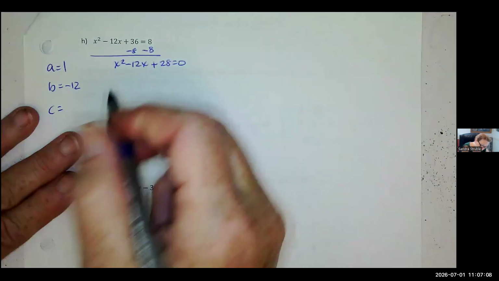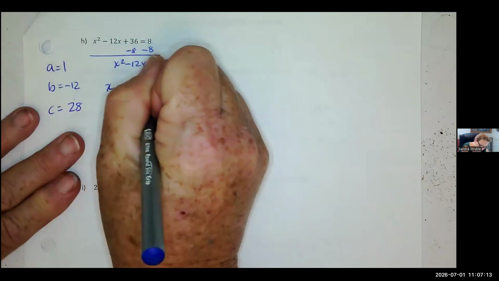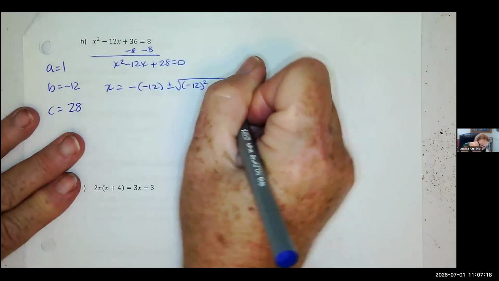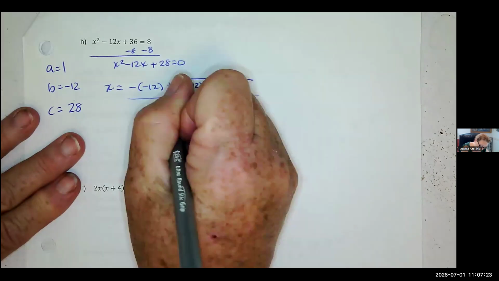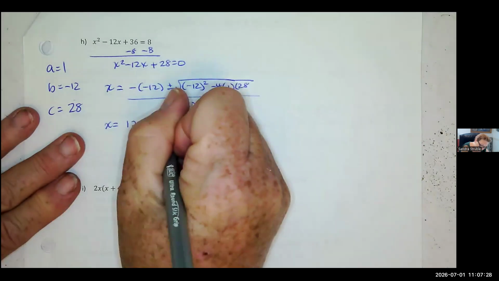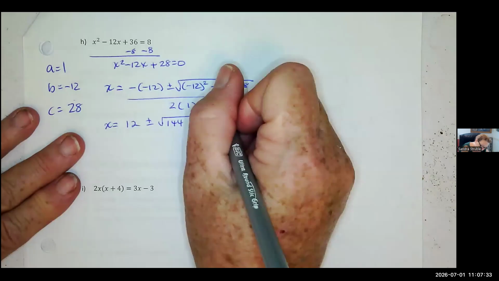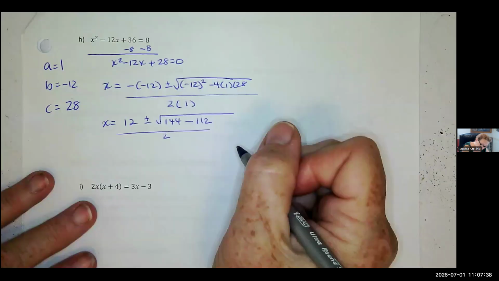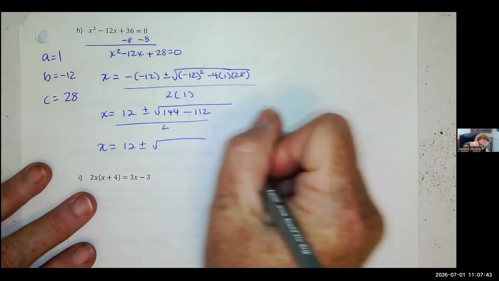Let's substitute. X equals -b plus or minus the square root of b squared minus 4ac, all of that over 2 times a. So 12 plus or minus the square root of -12 squared is 144. 28 times 4 is 112. So minus 112, over 2. 144 minus 112 is 32, and all of this is over 2.